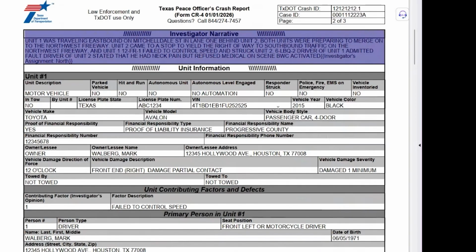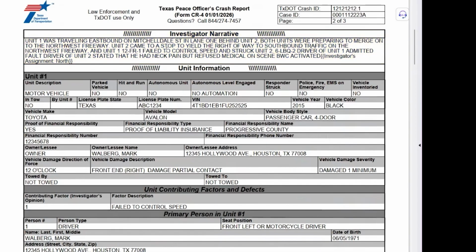So this is where the officer who prepares this report types up a simple summary of how the officer believes the crash happened. So if we kind of read through this one, it says Unit 1 was traveling eastbound on Mitchelldale Street. Oh, I should have changed that to our fictitious Smith Street in Lane 1 behind Unit 2. Both units were preparing to merge onto the Northwest Freeway.